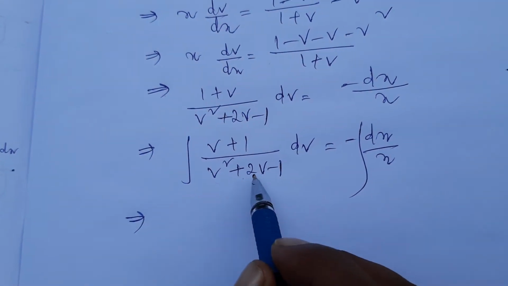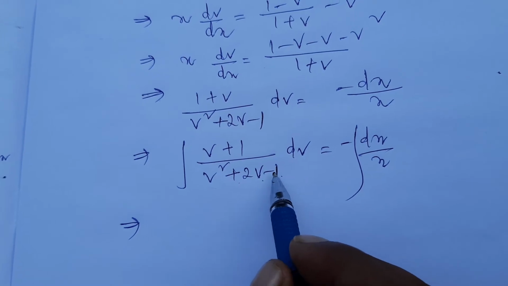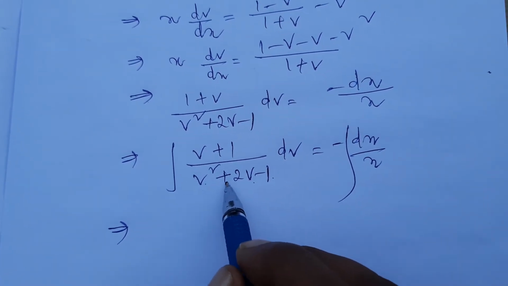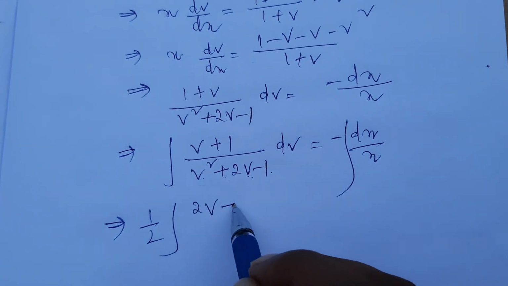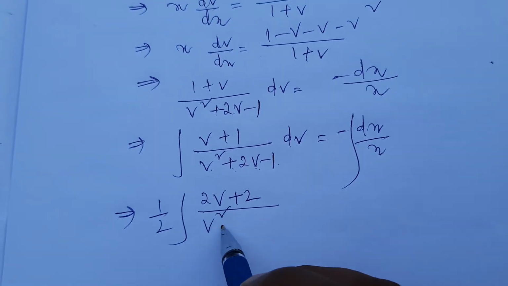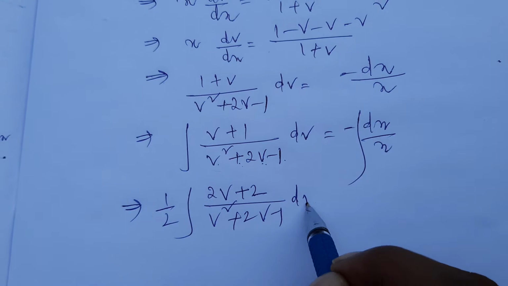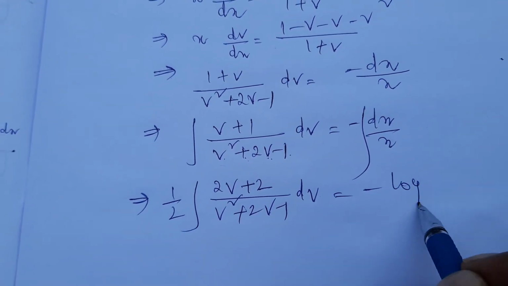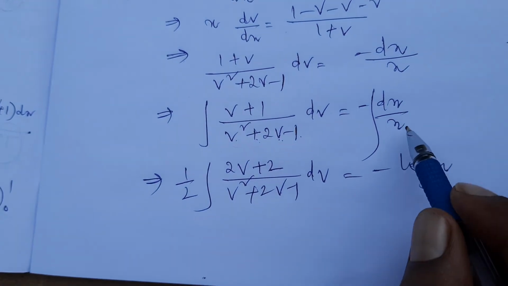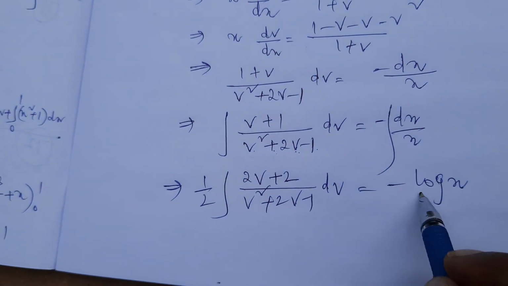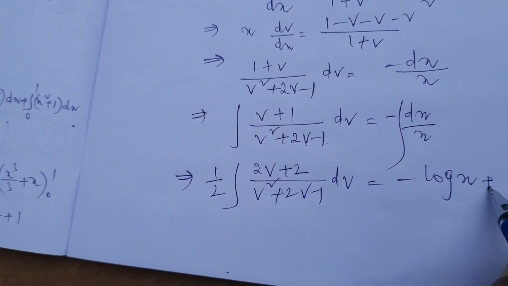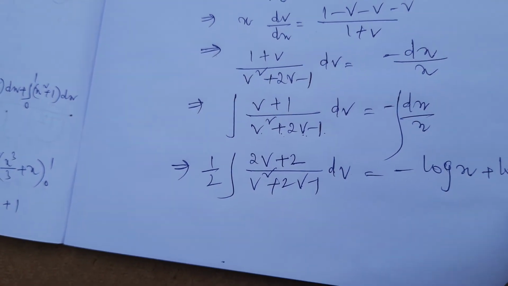Now integrate. What is the derivative of v square plus 2v minus 1? It is 2v plus 2. So here I can write 1 by 2 integral of (2v plus 2) by (v square plus 2v minus 1) dv equal to minus logarithm of x. Of course, the integration constant c will come, but since a logarithmic function is there, instead of c I can take log c.